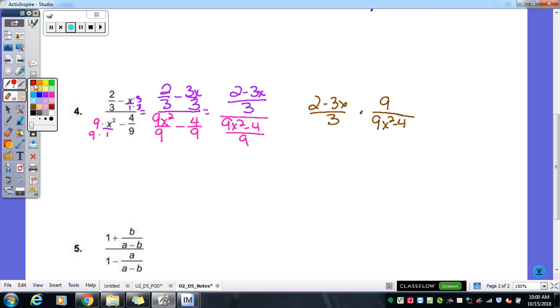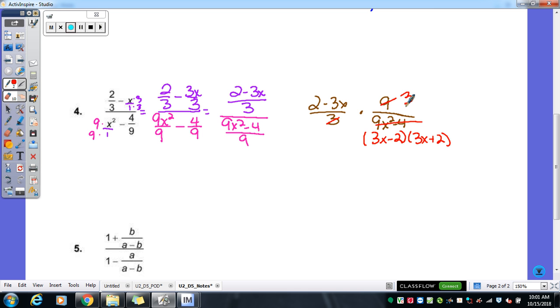There is one of them that we can factor. Which one can we factor? Yep, the 9x squared minus 4, that's our difference of squares factor. That would be 3x minus 2 times 3x plus 2. Let's start simplifying. What can we simplify? 9 and 3. So 3 goes into 9 3 times, so that 9 turns to a 3.